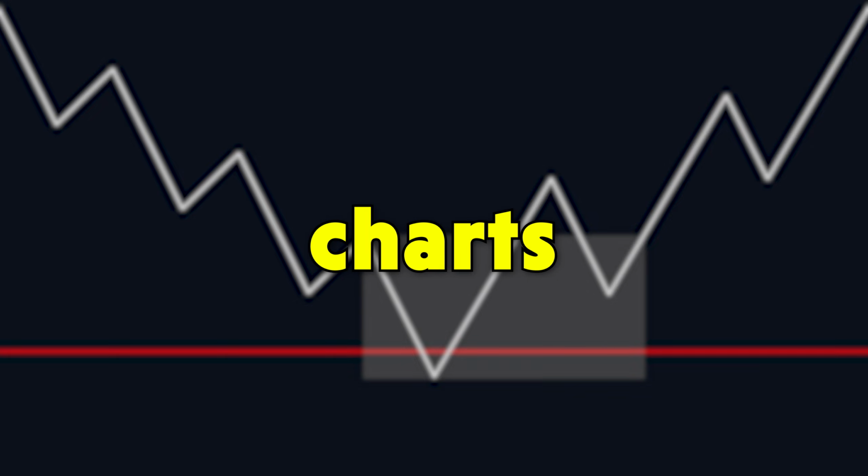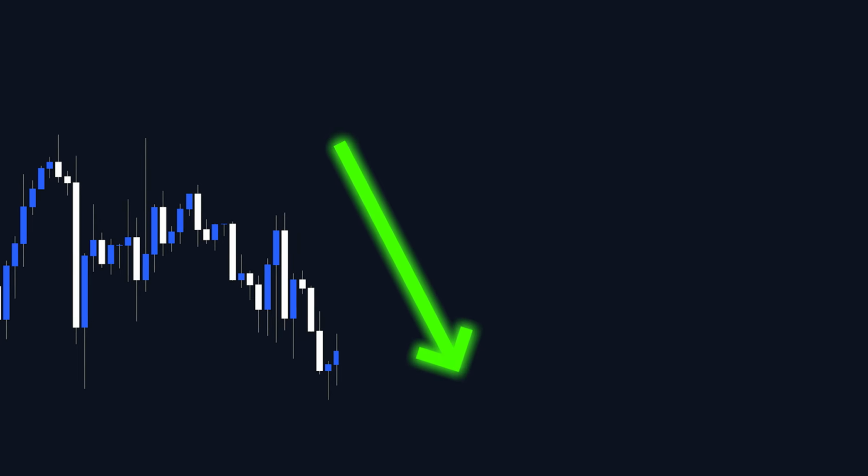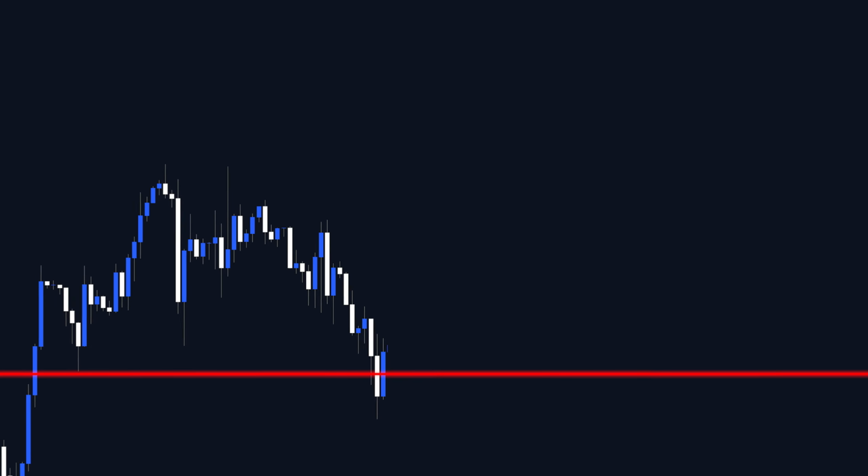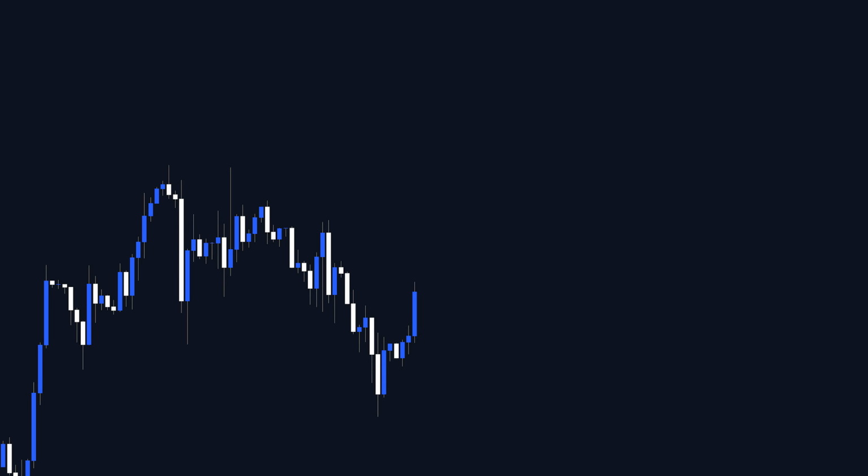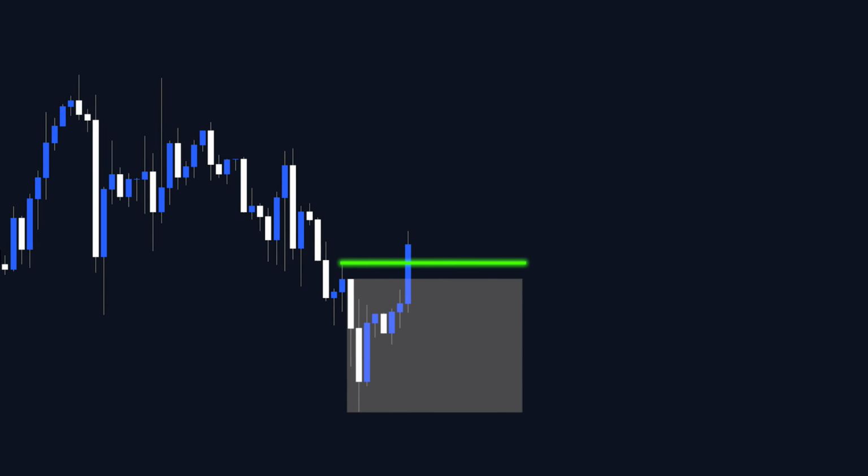Let's look at the live charts for some real examples. If we look at this graph, we can see the market making lower highs and lower lows, showing us that we are in a downtrend heading towards an important level. After sweeping the level and pushing price upwards, we can highlight our order block and our break of structure. Remember, the order block is the very last signal before the push higher.